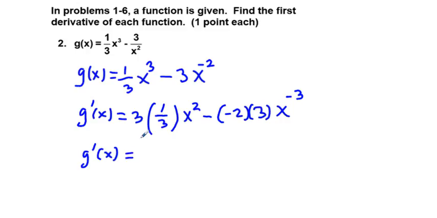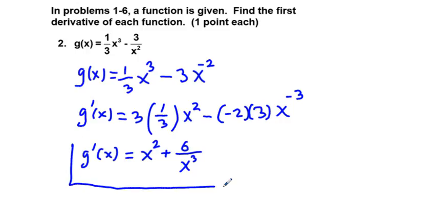G prime of x equals 3 divided by 1, 3 times 1/3 is 1, so we have x squared. And then in this next term, we have minus minus, which is positive, so we have plus, and 2 times 3 is 6, and this x to the negative 3rd power becomes x to the 3rd power, but in the denominator. So this will be our answer to problem 2. There's no partial credit on these. You get it all right, or you don't get any points on this.